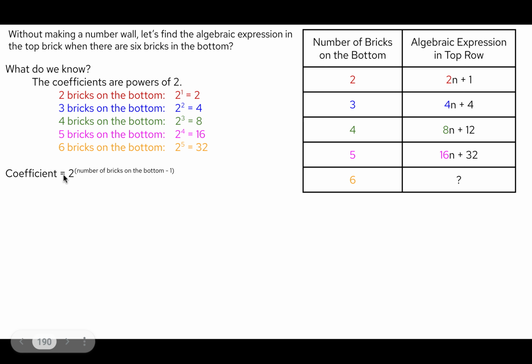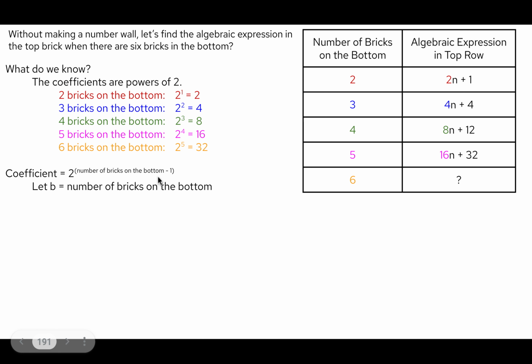So we could say that the coefficient is 2 to the power of the number of bricks on the bottom minus 1. Because when there's 2 bricks on the bottom, notice that this is 1. So 2 minus 1 is 1 for the exponent. 3 minus 1 is 2. 4 minus 1 is 3. 5 minus 1 is 4. And 6 minus 1 is 5. So 2 to the power of number of bricks on the bottom minus 1.